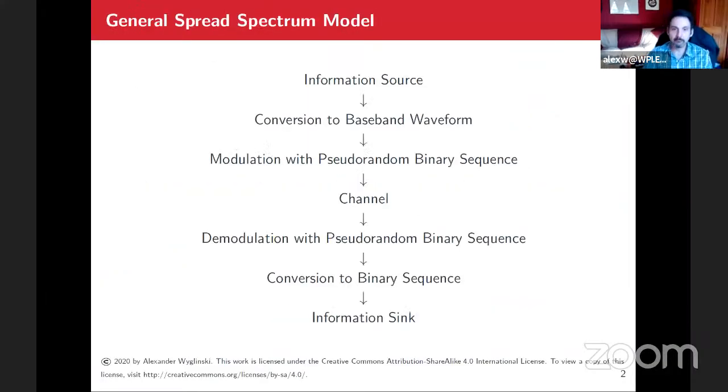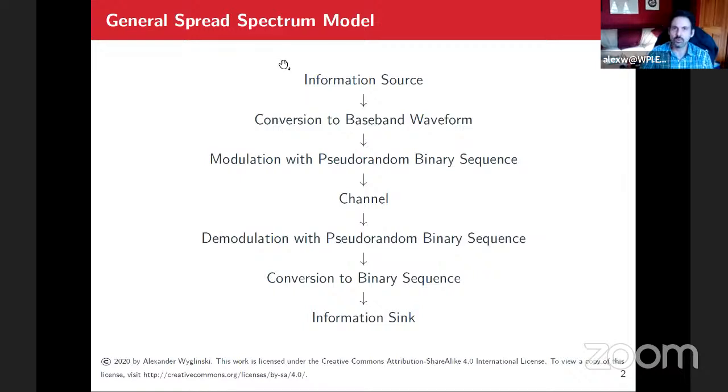So I just talked about that. So the spread spectrum works as follows. You have an information source. As with many things, let's go into baseband. Then, this is that pseudo-random binary noise sequence that we use, and then send it through the channel, then demodulate with the same pseudo-random binary noise sequence. Demodulate from baseband signal to binary and then information sink.